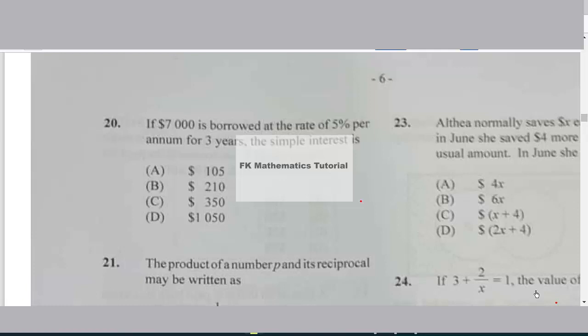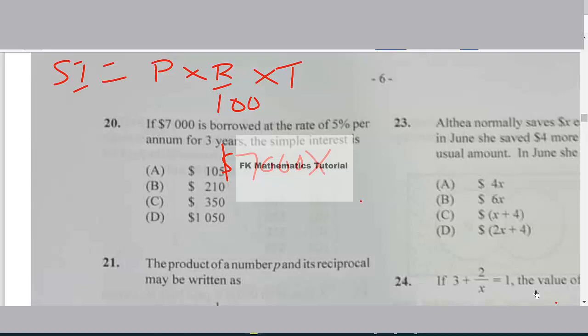If 7,000 is borrowed at a rate of 5% per annum for 3 years, the simple interest is, so simple interest is equal to principal times the rate percent times time. So the principal is 7,000, so that will be 7,000 times the rate is 5%, and times the time is 3.